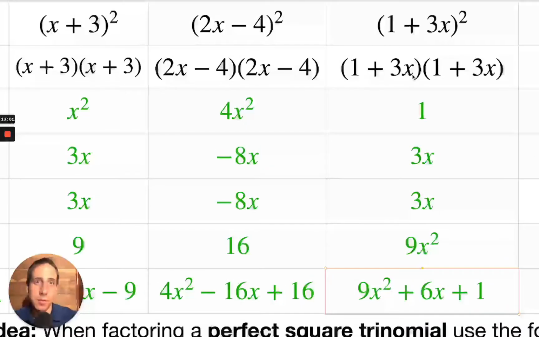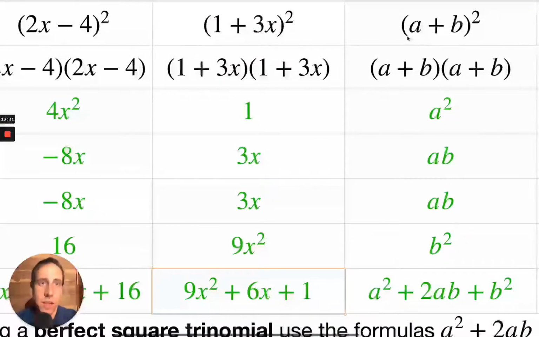All right. Next one, 1 plus 3x squared. That's going to be 1 plus 3x times 1 plus 3x. The first term is 1. The inside and the outside terms are both going to be 3x, and the last term is 9x squared. I'm going to write it as 9x squared plus 6x plus 1 because I just like writing the quadratic term first, in descending order: the quadratic x squared term, the linear x term, and the constant number. The inside and the outside terms happen to be the same, so it's going to be 3x times 2, which is 6x.